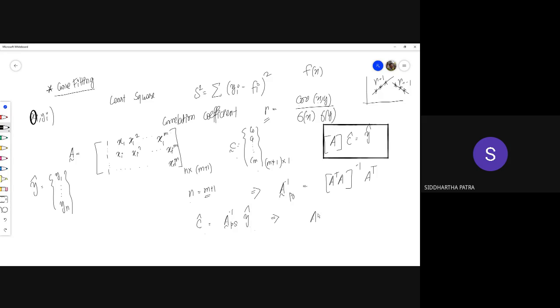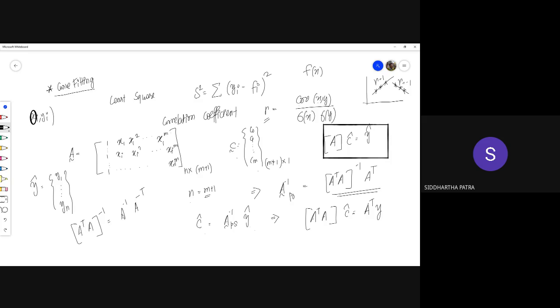So all we have to do is to solve this equation: A transpose A times C hat equals A transpose Y hat, and in that we used one of the identities. For example, over here, we use this identity that the inverse of A transpose A is essentially A inverse A transpose inverse.